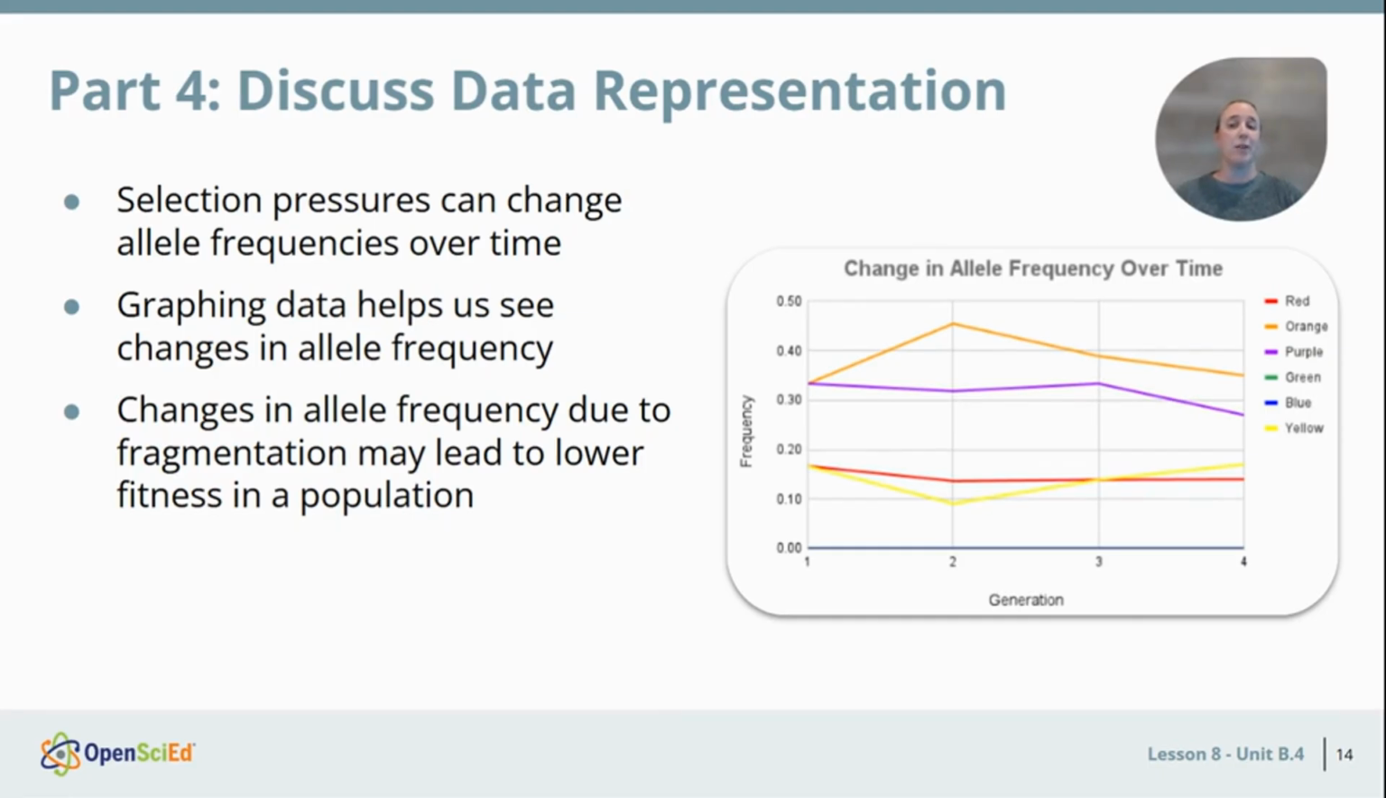By graphing our data, we can more easily see the changes in allele frequencies. In my class, I do not force the students into one form of graph. I allow them to use any type of graph that helps them visualize the data for themselves. I usually see line graphs like the one pictured, but I do sometimes see bar graphs, which is completely acceptable. Visualizing the data in this manner can help students start to piece together the idea that a change in allele frequency could lead to lower fitness if a selection pressure arises that affects populations with a certain allele.